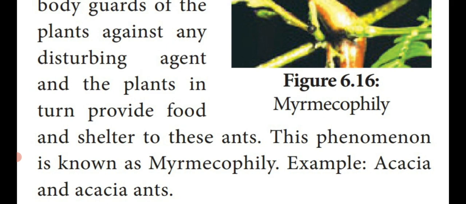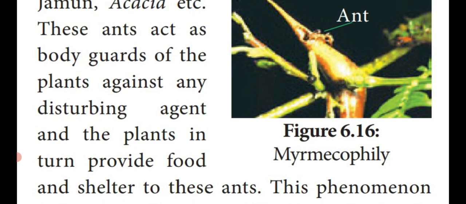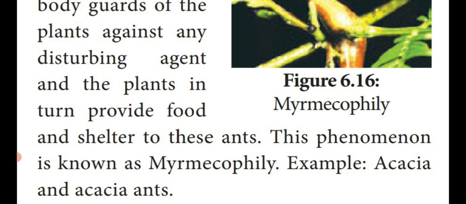Example, acacia and acacia ants. Acacia melanoxylon. In those trees, ants are there. These ants act as guards of the plant against the disturbing agent, and in turn the plants give food material to the ants. So this phenomenon is known as myrmecophily. Example, acacia and acacia ants.